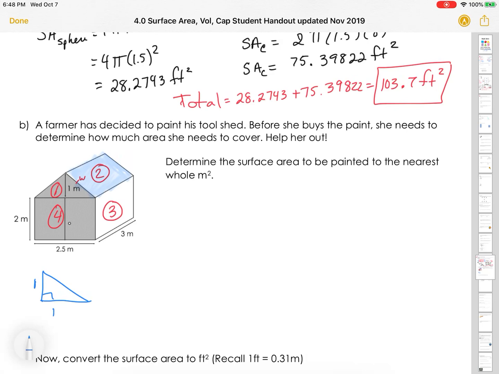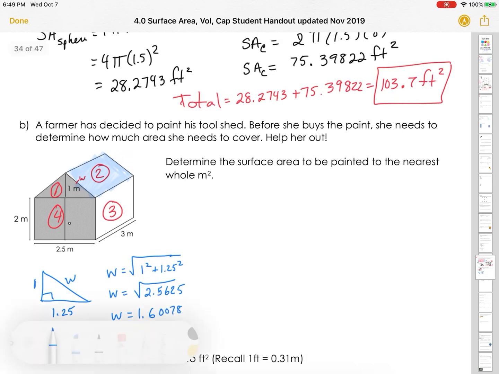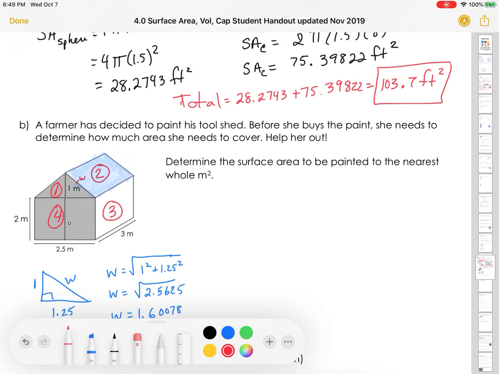So we know the height is 1. The base is going to be half of 2.5, so it'll be 1.25, and we're going to find that side right there. So W is the hypotenuse, so we're adding 1 squared plus 1.25 squared. So it will equal square root of 2.5625, which is 1.60078. We'll keep those decimals for now.